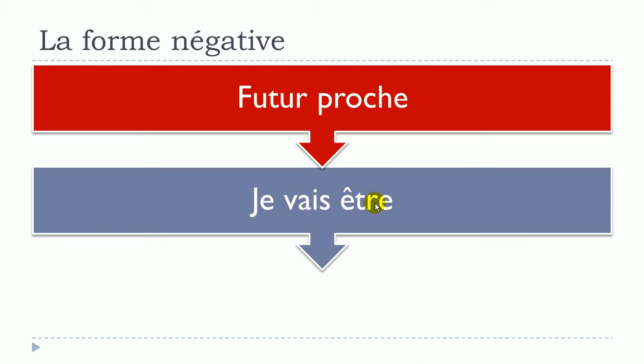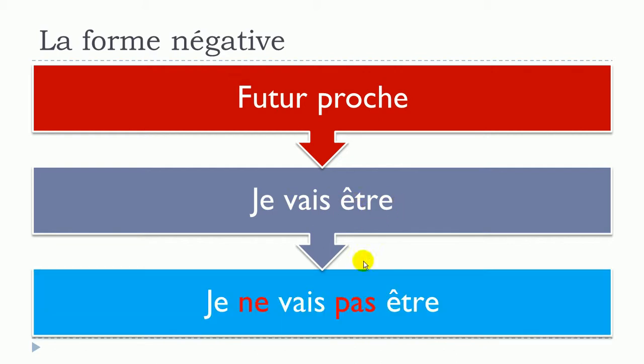Je vais être. But then the interesting thing is that in this structure, well, clearly you've got two verbs. The first one is aller, and it's conjugated, but then the second one is être, okay? It doesn't change anything because you will have to put ne and pas before and after your first verb, okay? So, je ne vais pas être, if you make the liaison, je ne vais pas être.